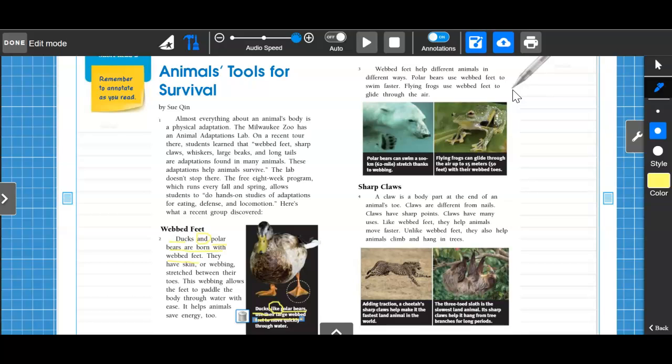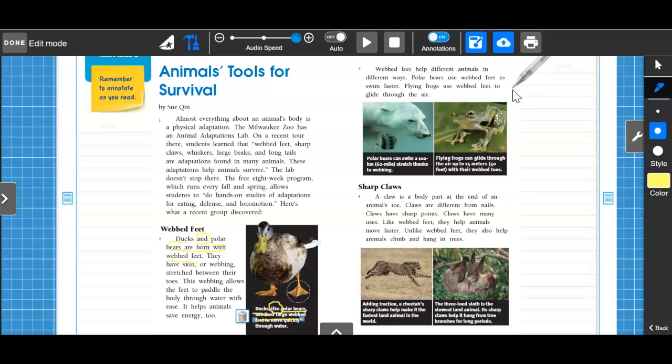in different ways. Polar bears use webbed feet to swim faster. Flying frogs use webbed feet to glide through the air. Now when you read that, is that paragraph showing how things are similar or how things are different? And what clue did you have in the text that shows that? What evidence? So this paragraph doesn't show how they're alike, they show how they're different, right?